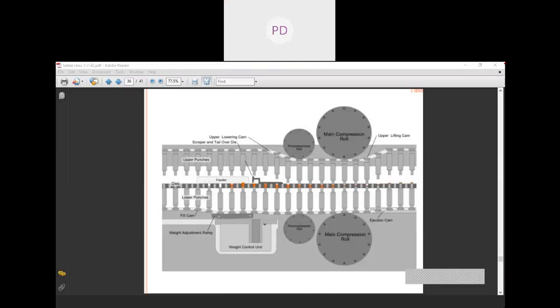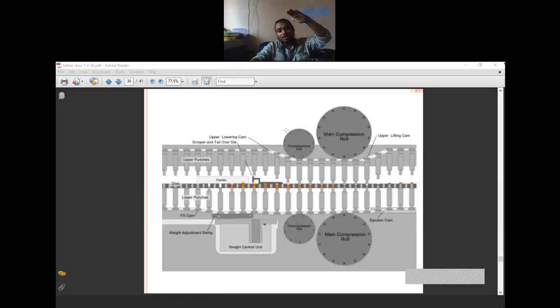So the lower punches won't move up or down, sir? Lower punches are in the same position. Only upper punches are moved. Have you seen? Yes, it will move, but a little bit, not fully. Upper punches move in the vertical direction, more vertically. But lower punches move a little bit in the upward direction, not fully.